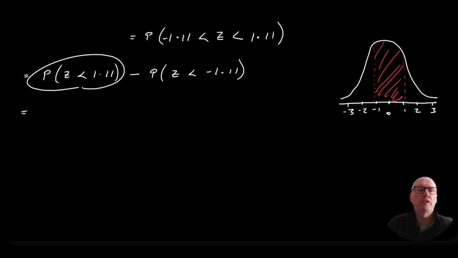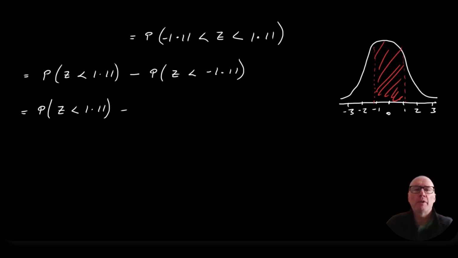So this one here we can read from our tables. It's easy enough to read. We have less than and we have plus 1.11 here. So we can read that. I'll just write it out for the moment again, and I'll look it up in a few minutes. So what about this one here? The problem with this one is that we have a negative 1.11 here. We can't look up minus 1.11. We can look up plus 1.11. This is less than, so that's fine. So let's just see how we would work this one out.